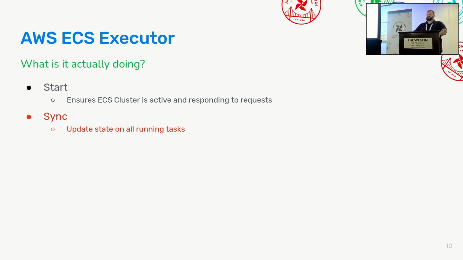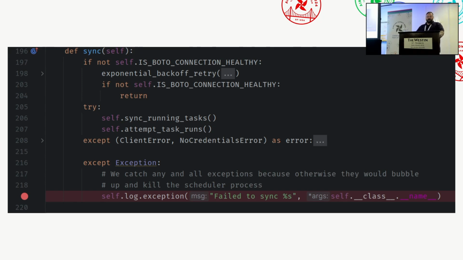So the sync method, as I said earlier, it's going to update the task. So we're going to look at the code here. If it's not healthy, there's an exponential back off. Keep trying it a few times, and then eventually fail out. Then the next thing it's going to do is try and sync the running tasks. So it's going to look at that in a second. It's going to try and sync up the existing running task and then try and launch the new tasks.